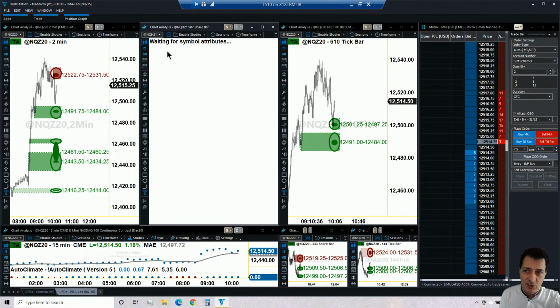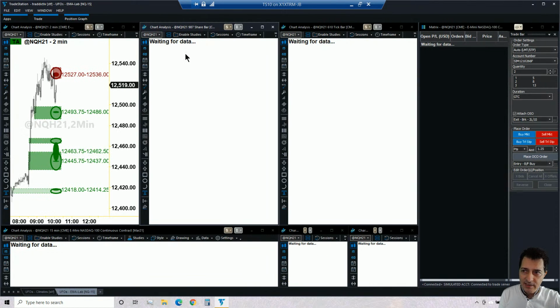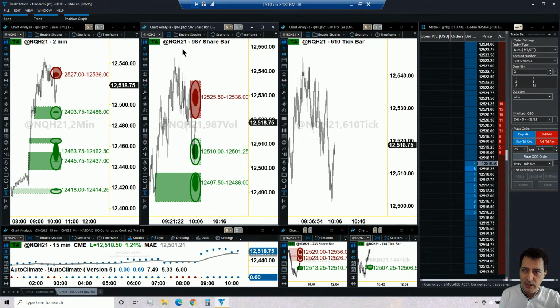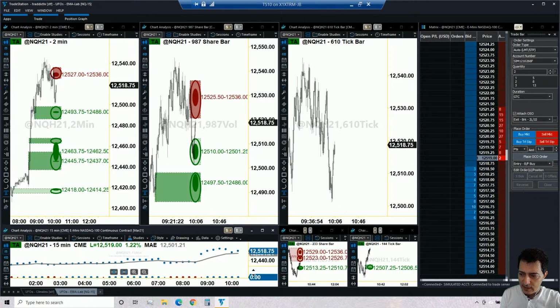So notice how I am changing the symbol from @NQZ20 to @NQH21, and I want to save my workspace, so I save the symbol. That way, I'm ready to go. So very good. With all of this said, what do we have?